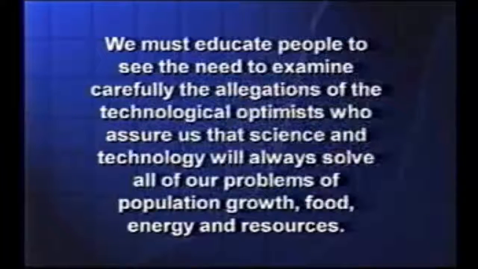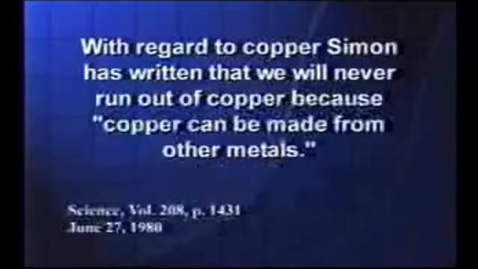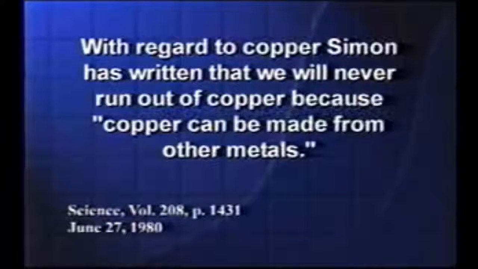We need to educate people to see the need to examine carefully the allegations of the technological optimists who assure us that science and technology will always be able to solve all of our problems of population growth, food, energy, and resources. Now, chief among these optimists was the late Dr. Julian Simon, formerly professor of economics and business administration at the University of Illinois and later at the University of Maryland. With regard to copper, Simon has written that we will never run out of copper because copper can be made from other metals. Well, the letters to the editor jumped all over him, told him about chemistry. He just brushed it off. He said, don't worry. If it's ever important, we'll figure out how to make copper out of other metals.